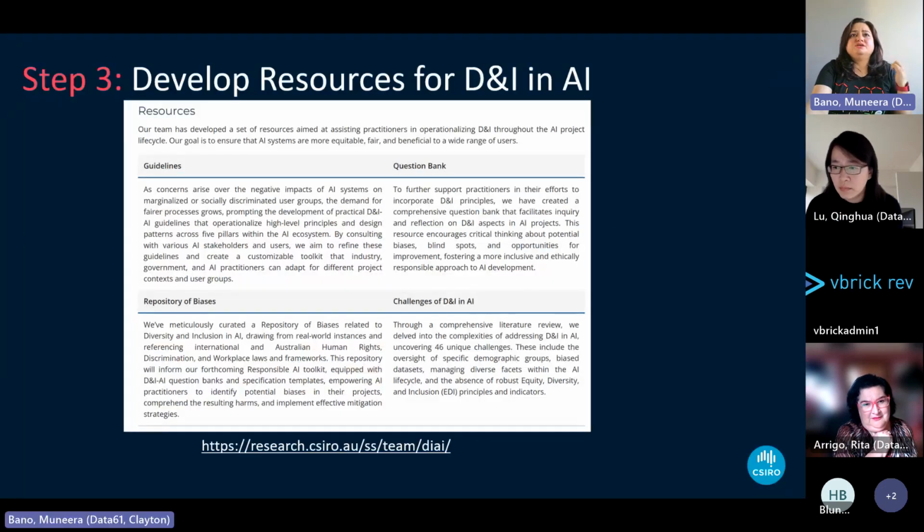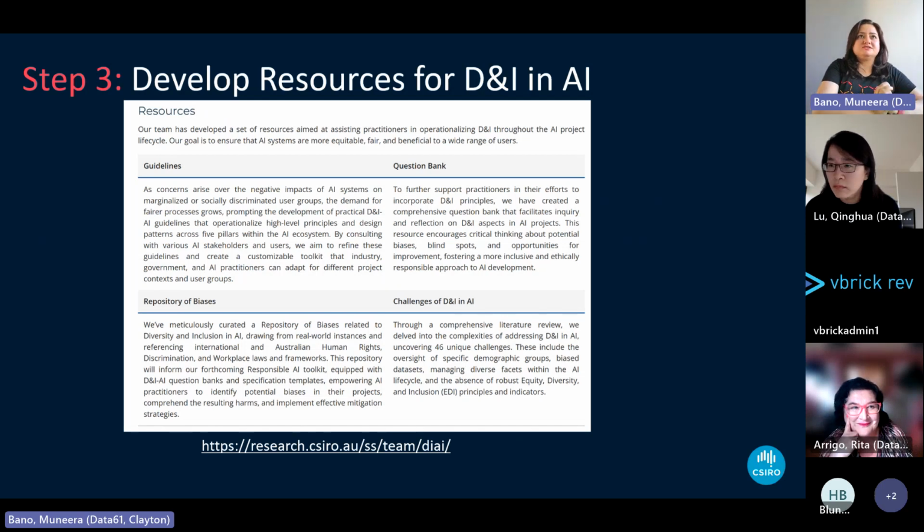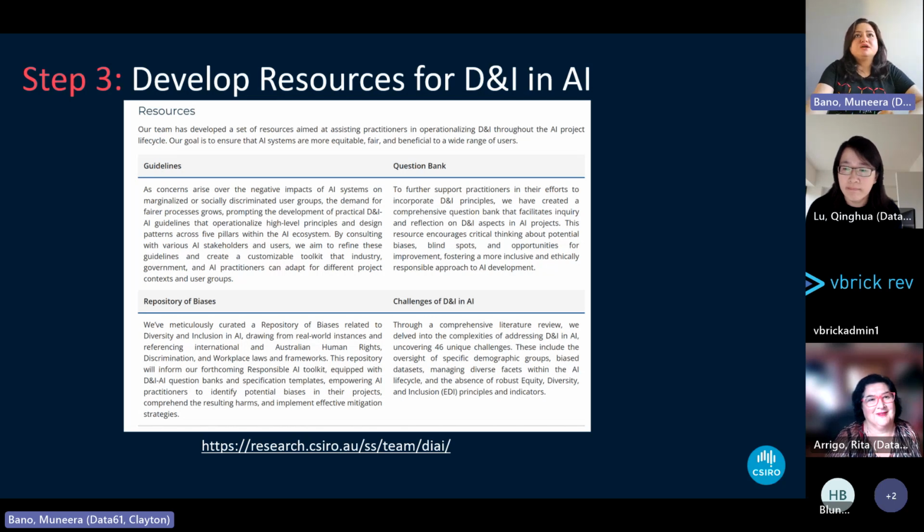Here's step 3, where our team, led by Didar, is developing different resources that we are showcasing to the external partners, those who are interested in learning more. We have a set of guidelines, that book chapter that I presented, a repository of biases, the question bank, and the challenges that are there for D&I in AI. You can approach me or my other team members in regard to further details on these resources.